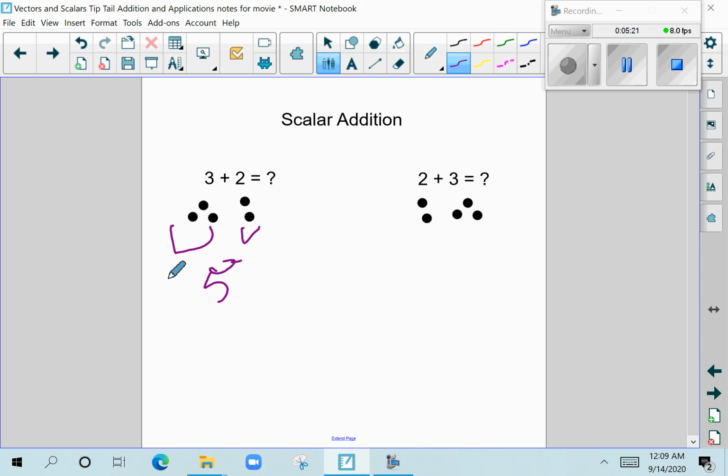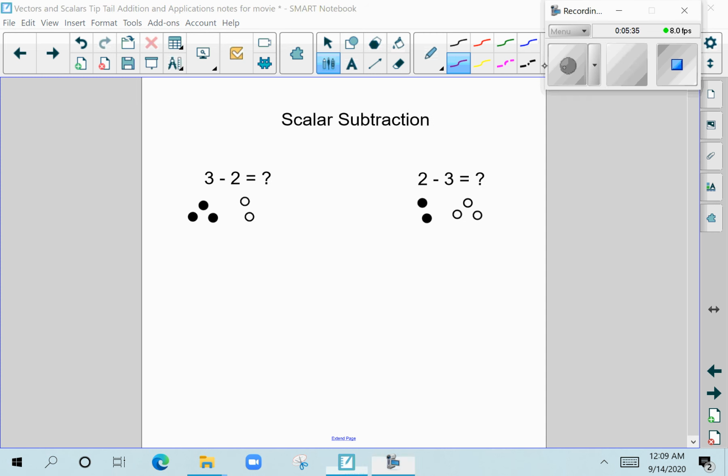And we say, okay, well, what happens if we have 2 plus 3? We see we have 2 dots, and then we have 3 dots. We count them all up. We still get 5 dots. So the order in which we add scalars doesn't matter. And all we're doing is we're just counting up the amount of items that we have.